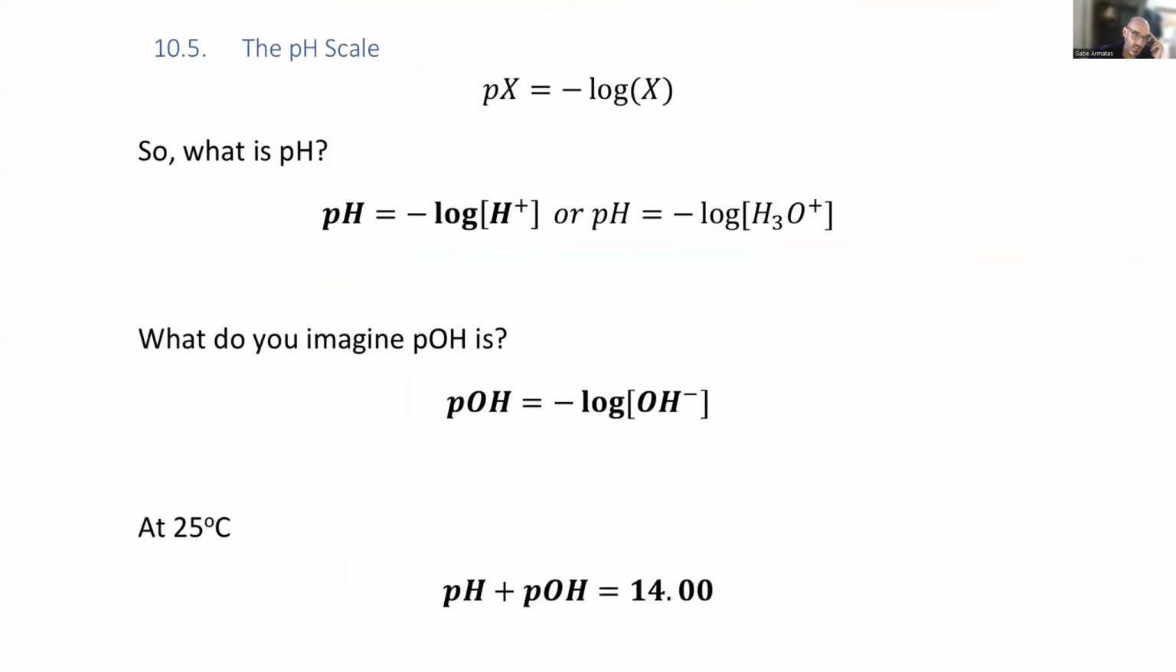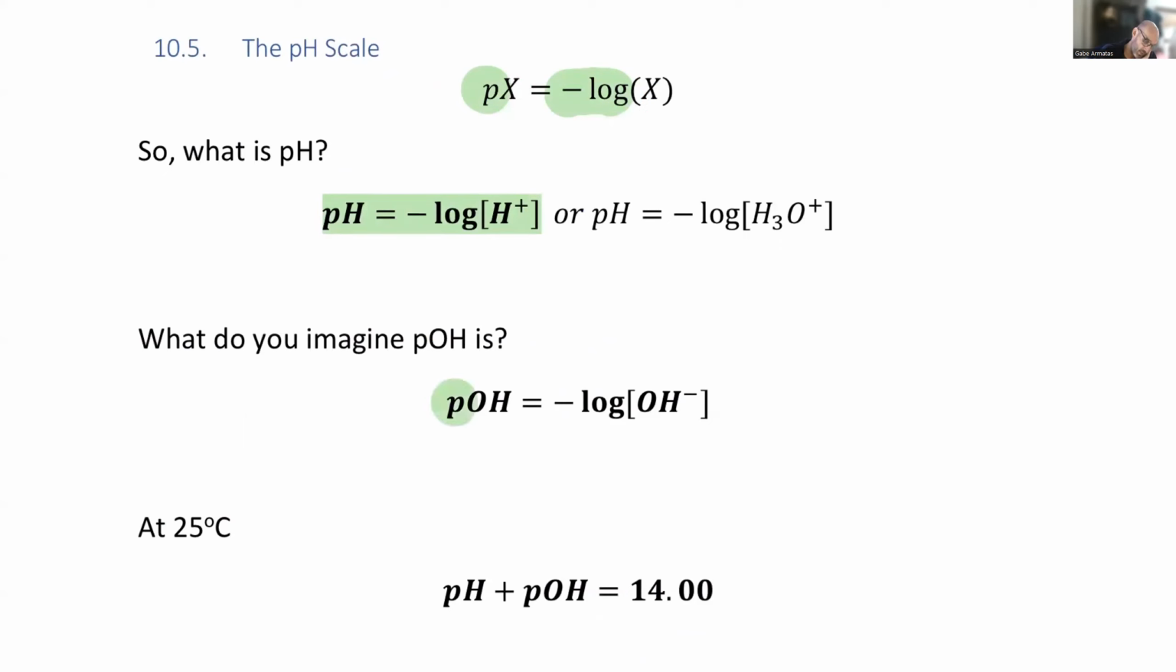Next, the pH scale. So first of all, whenever you see this P term, lowercase p and then some capital, it just simply means the negative log. So this P term means negative log of whatever's behind it. So pX equals negative log of X. So pH equals negative log of the concentration of H plus, or negative log of H3O plus, because they're the same thing.